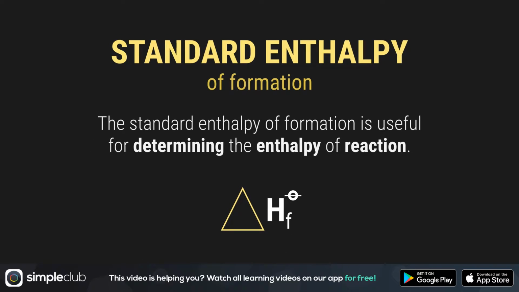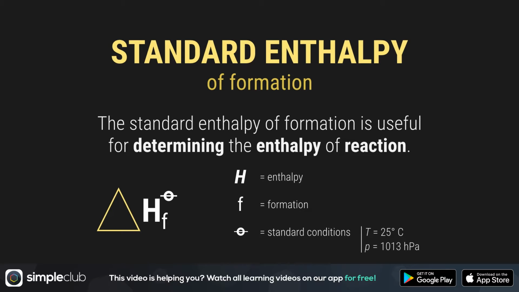The symbol for this kind of enthalpy is a funny looking one. It's the Greek letter delta followed by a capital H with a subscript F and a superscript circled minus sign. The H stands for enthalpy, the F for formation, and the circled minus sign just means that everything's happening under standard conditions.